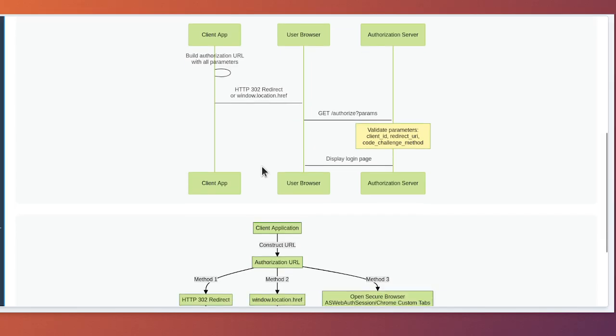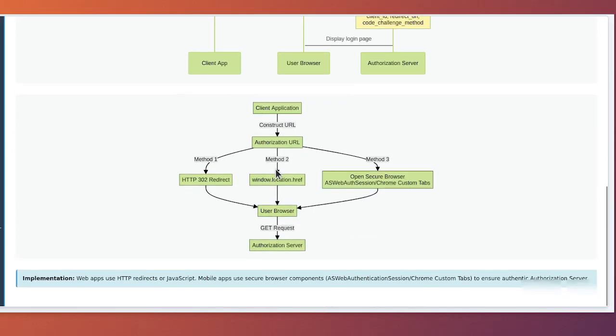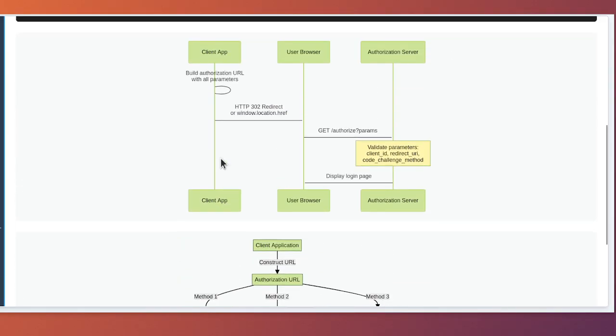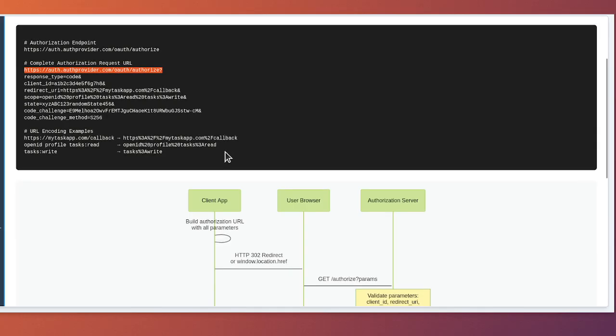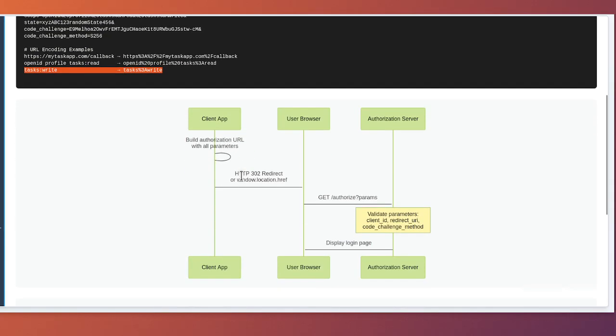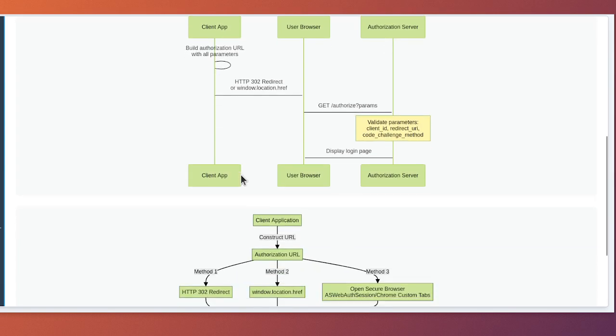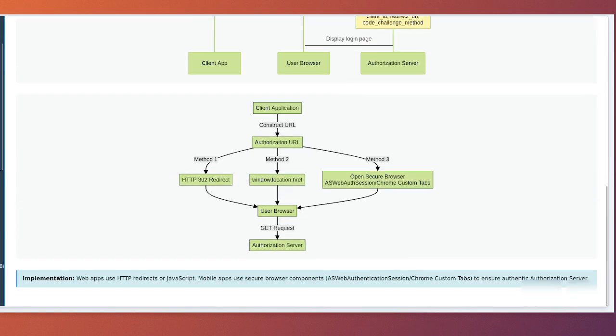response_type=code, and client_id equals beginning with A1 ending with H8, and redirect_uri equals https://mytaskapp.com/callback, and scope equals openid space profile space tasks:read space tasks:write, and state equals beginning with XY ending with 56, and code_challenge equals beginning with E9 ending with CM, and code_challenge_method equals S256.